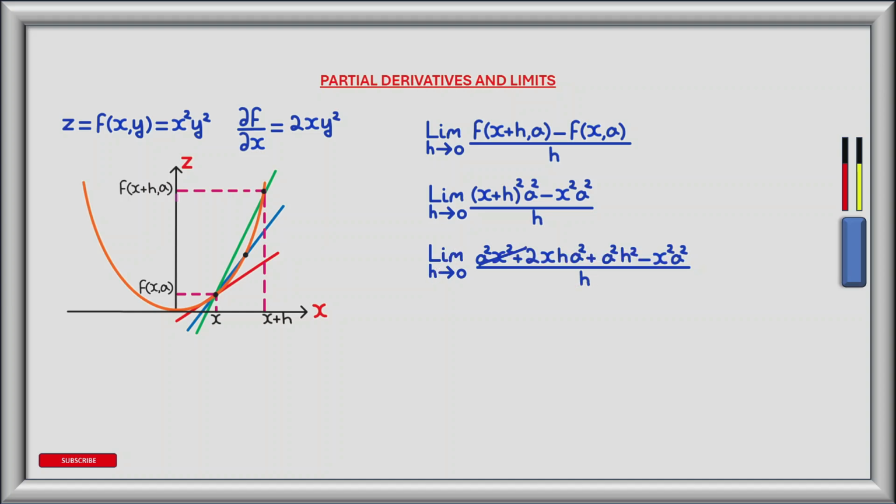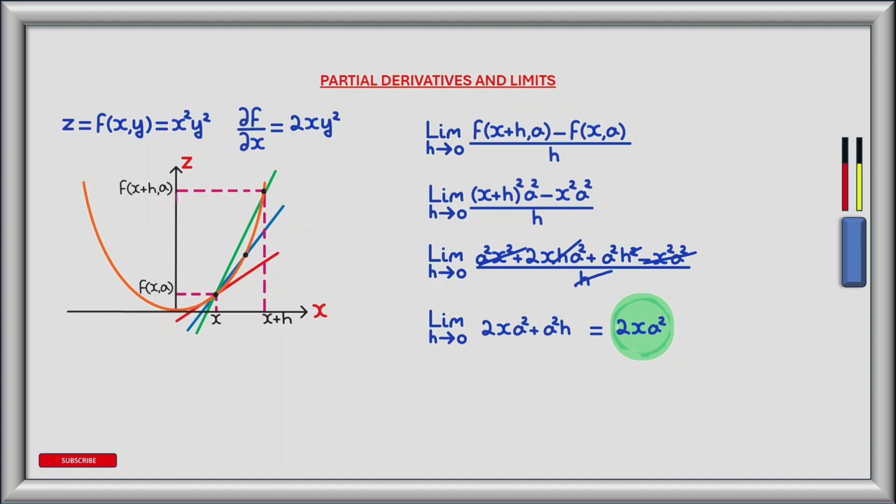This term and this term both get eliminated, and dividing both numerator and denominator by h, we see that h is eliminated from the denominator, and this value of h is eliminated, and this term becomes a squared h, which leaves us with the limit as h tends to 0 of 2xa² plus a²h.